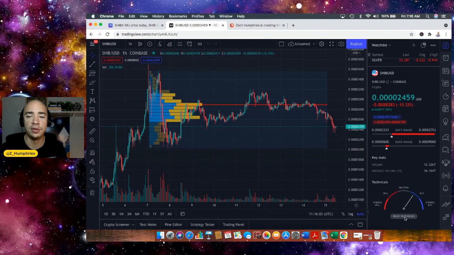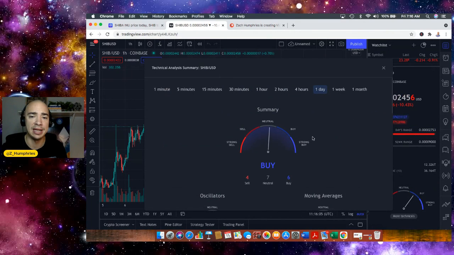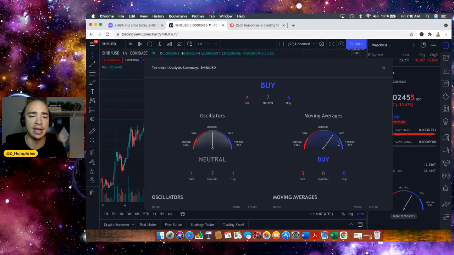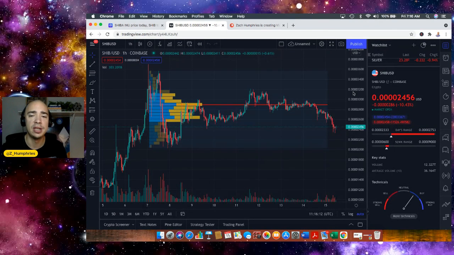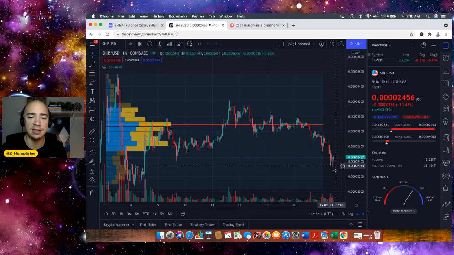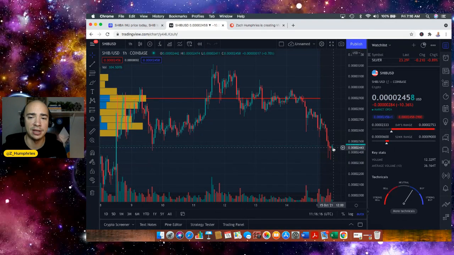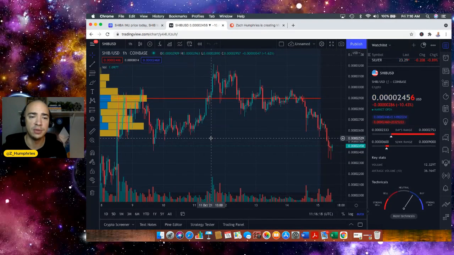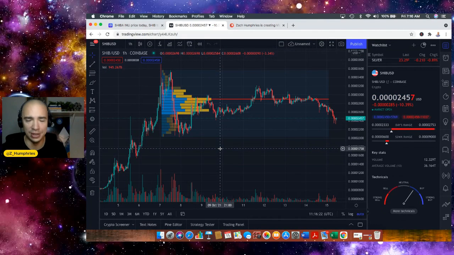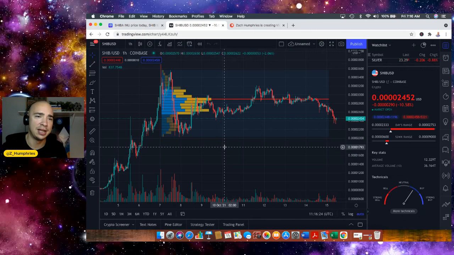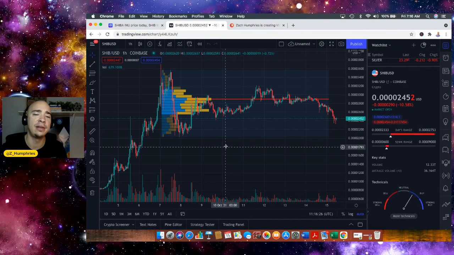In fact, all the technicals are showing that it's still a buy on the 1 day, okay? Moving averages are a buy, oscillators are neutral. So it's still in the buy range here. And I think we're seeing a nice level of support form down here at the 2.4. So we've got multiple levels here, and I am not panicking at all right now. This is totally fine. I just want to come on here and make that very, very clear.